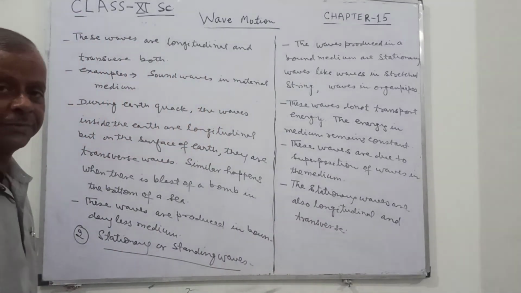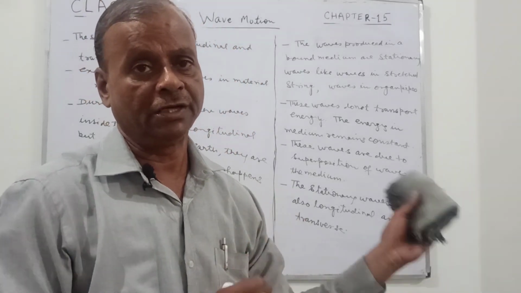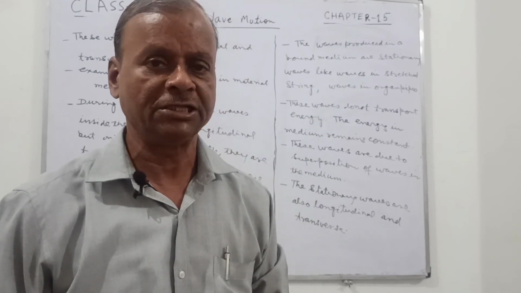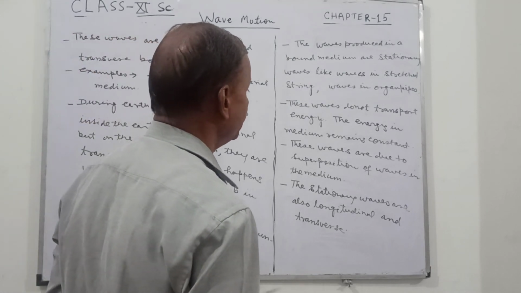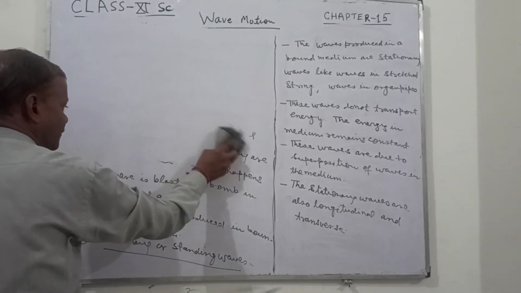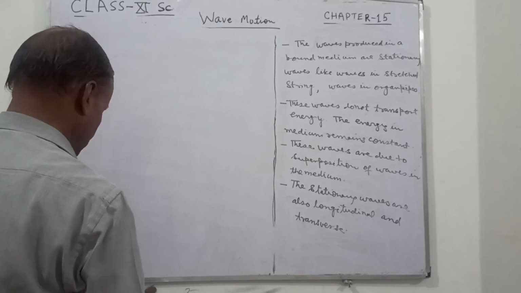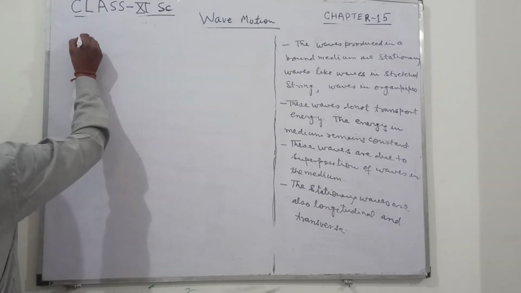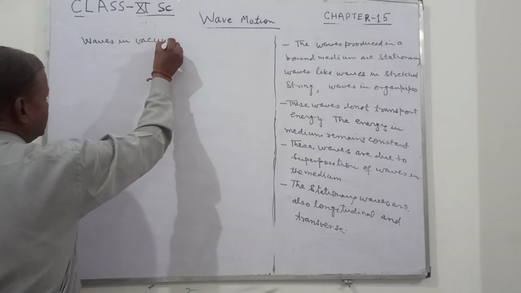So this is what we have taken on the basis of the elastic medium, and I have told you that they are produced in the elastic medium. The medium, as I told you earlier, should have the properties of elasticity and inertia. Only then can these waves be produced in the medium. And now the second was waves in vacuum.